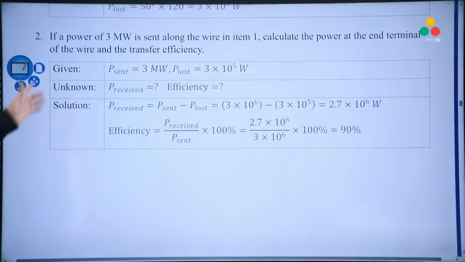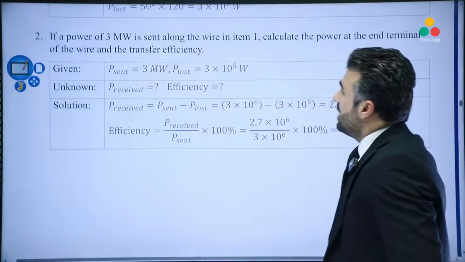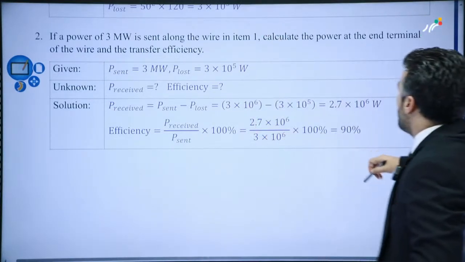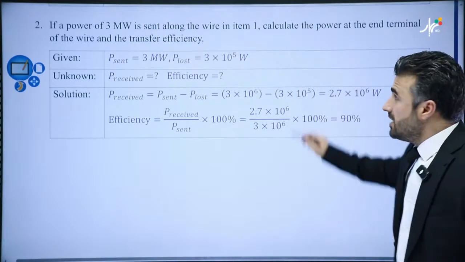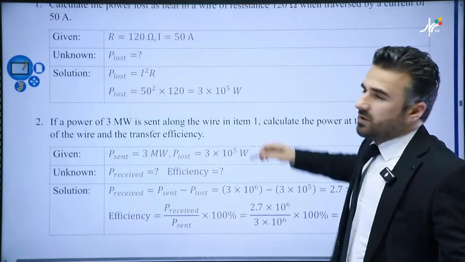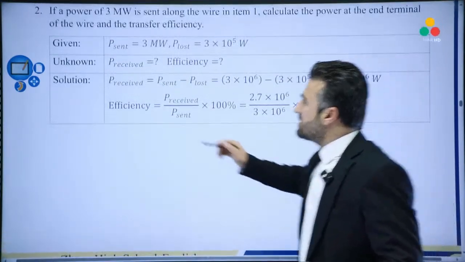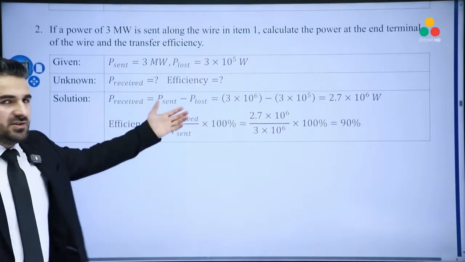Now take a look here. Question 2 says, if a power of 3 megawatts, and how much is a mega? That is 10 to the power 6, is sent along the wire in item 1 in the first question, calculate the power at the end terminal of the wire and the transfer efficiency. So here you find the power loss, which is 3 times 10 to the power 5 watts. And then if the power sent is 3 megawatts, you could just use the equation here.